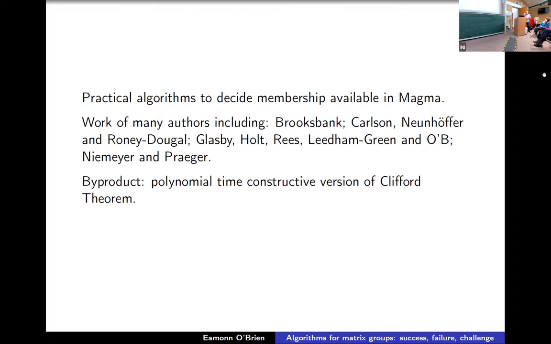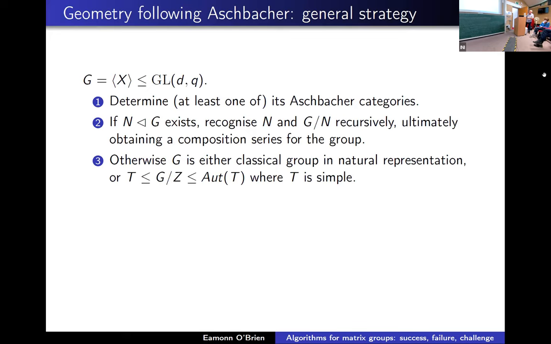Okay, so going back to the general strategy, you determine one of these and try to work with that. Otherwise, you're in so-called C8 or C9 territory. You're either in the case where you have a classical group in its natural representation, or G modulo Z is contained in the automorphism group of the summit group. So that's the C9 definition.